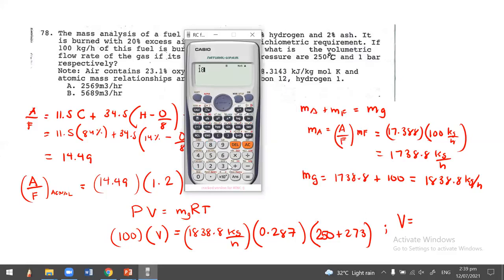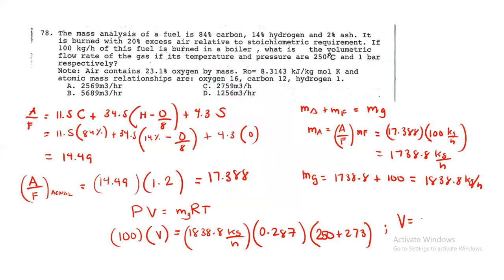So 1838.8 times 0.287 times 250 plus 273, divided by 100. So the answer is 2760 meter cube per hour. So the answer is letter C. So ganun lang siya guys, no?